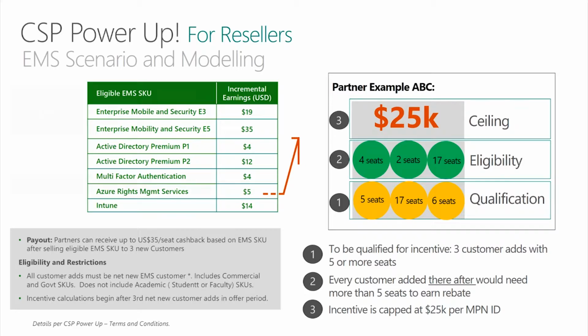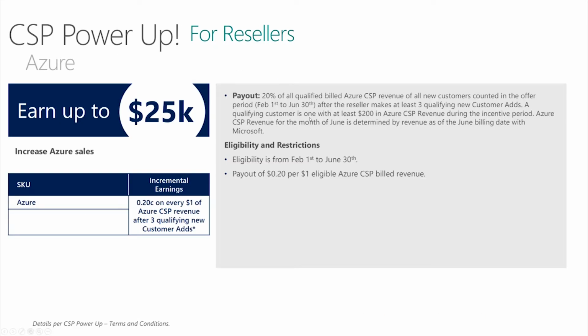This is the Azure one. So the payout is 20% of all qualified billed Azure revenue. And that's new customers. So every new CSP Azure customer is considered a new Microsoft customer because there's no migration from Open or from EA. So it's a brand new tenant. Even though they've already had Azure before, it's still considered a brand new tenant, and Microsoft view it that way, and you will get cash back on it.